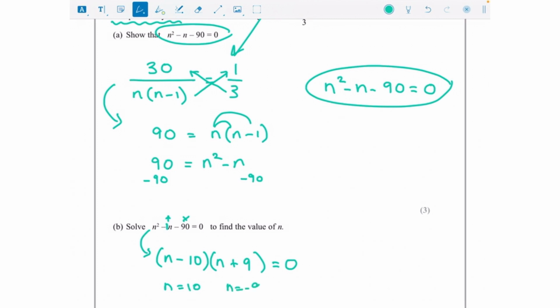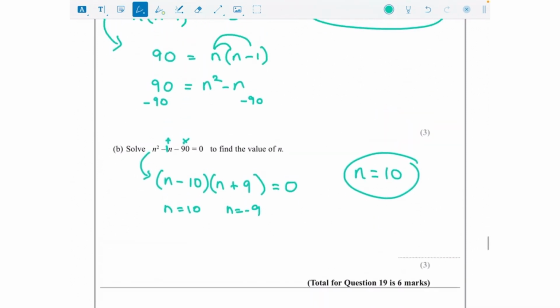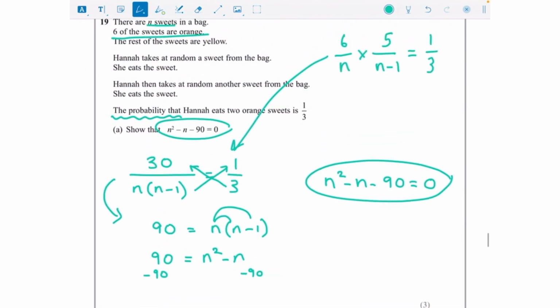Can we have negative 9 sweets? No, we can't. So in this situation, n equals 10 would be our answer. And that was a further 3 marks. 6 marks altogether. What do you think? Do you think it was impossible or do you think it was okay?